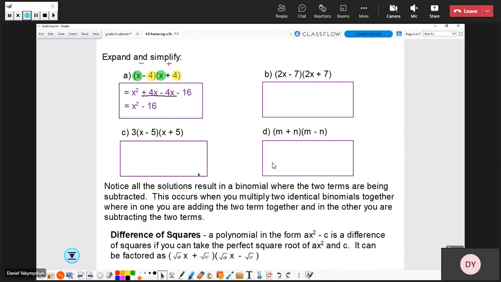Okay, how about this one? First terms are both 2x. Second terms are both 7. One has a minus, one has a plus. Let's go ahead and FOIL this. We should get 4x squared plus 14x minus 14x minus 49. And again, we're going to collect our like terms, which are always the x's here. And we end up with something like this, 4x squared minus 49.